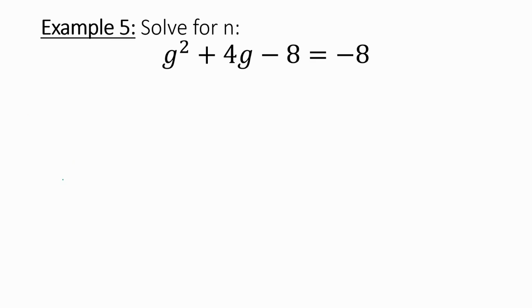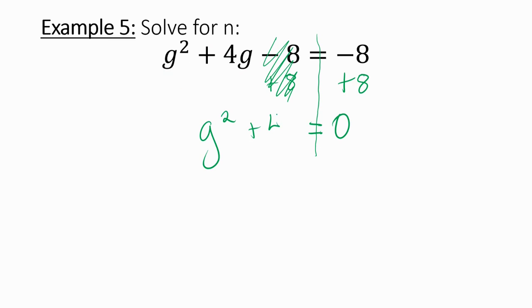All right, so what's the first thing I'm going to need to do here? Oh, well, it's not set equal to 0, right? It's set equal to negative 8. So how do I make this side equal 0? Well, I need to add 8 to get it to equal 0. So I'm going to add 8 to both sides. This side equals 0 now. Now on this side, be careful. I have negative 8 plus 8. That's also going to be 0. So I don't have anything here anymore. So I just have the g squared plus 4g.